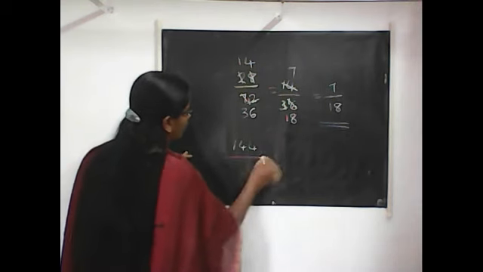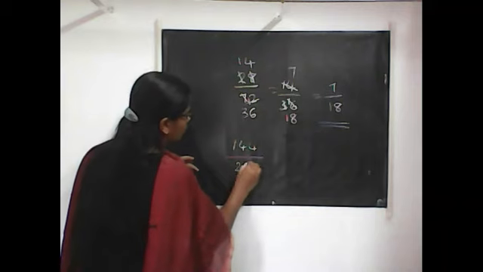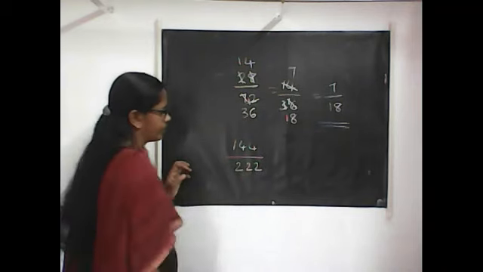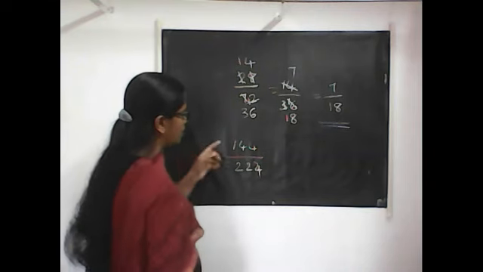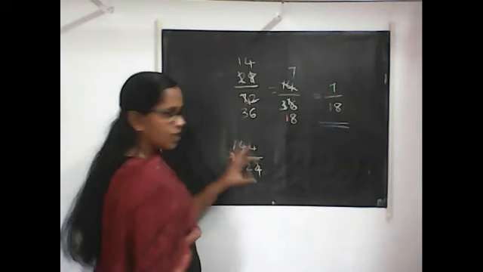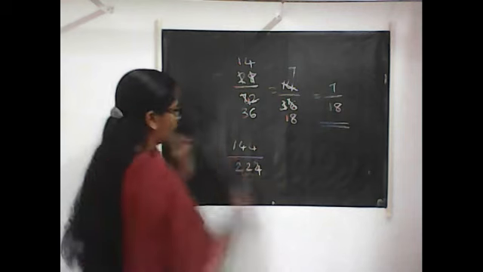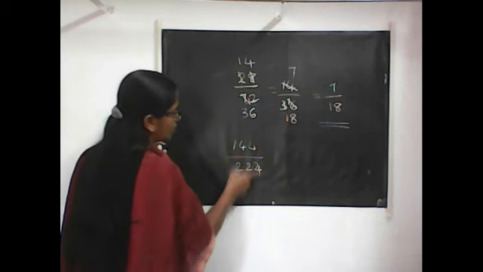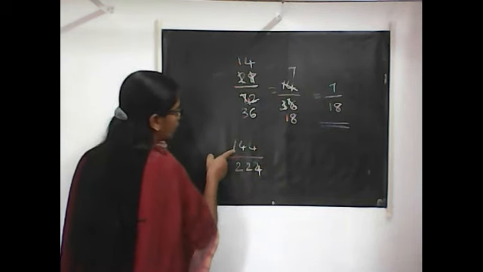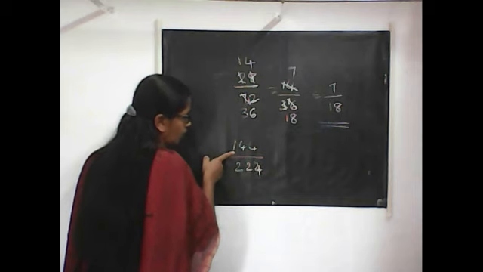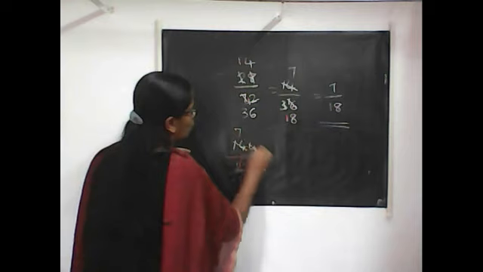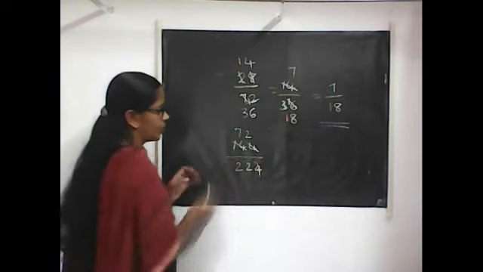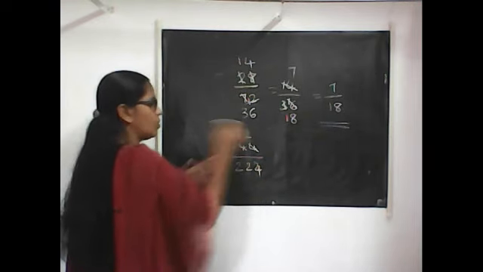Okay. Let me check one more question. 144 divided by 224. Okay, 224. Look at this. Here 3 digits are there, don't worry about that. Start from here. Both numbers are even. So start by 2. We cannot divide 1 by 2. So taking 14, in 14, 2 is 7 times. In 4, 2 is 2 times. So 144 is reduced to 72.